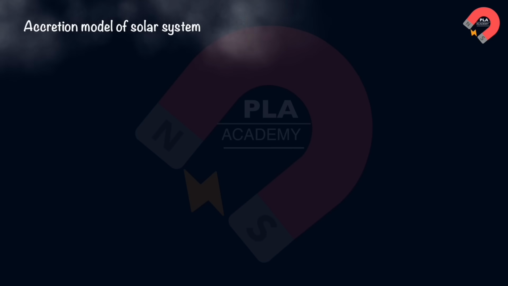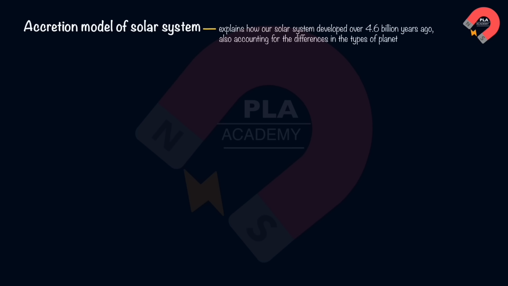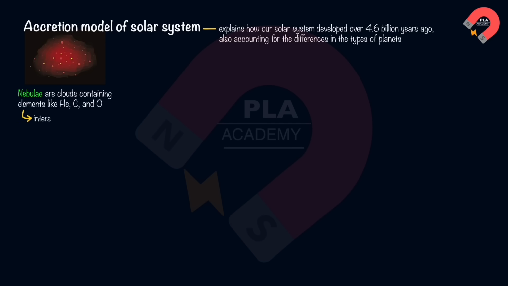Accretion model of the solar system. The accretion model explains how our solar system developed over 4.6 billion years ago, also accounting for the differences in the types of planets we see today. Planets are thought to form along with their stars. Nebulae are clouds containing elements like helium, carbon, and oxygen, composed of interstellar hydrogen, dust, and gas.